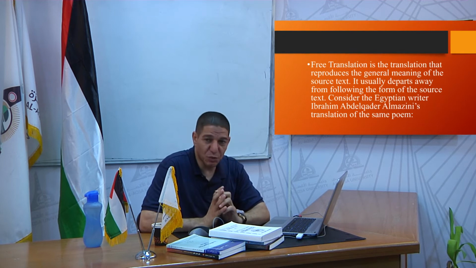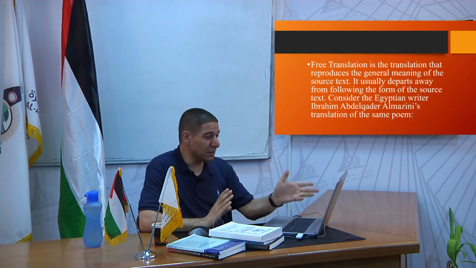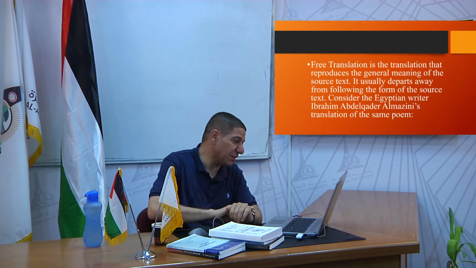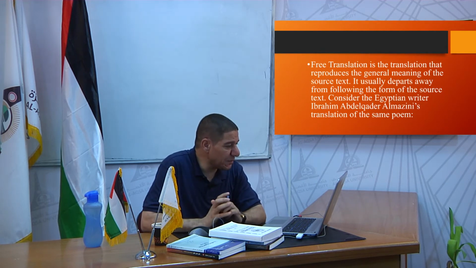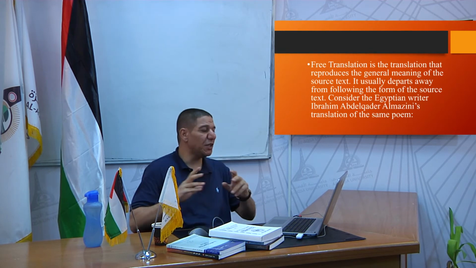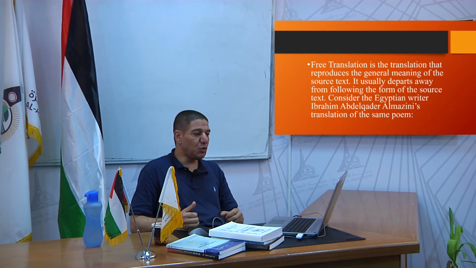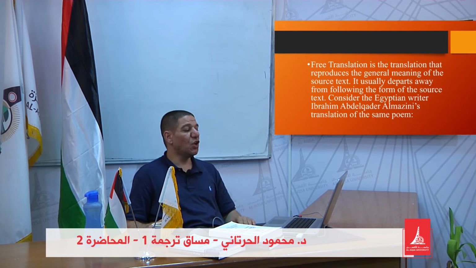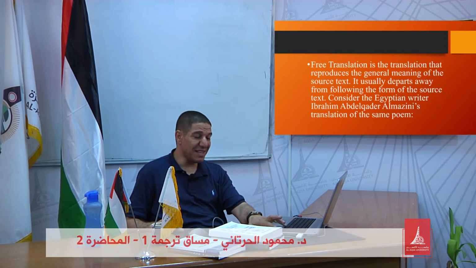We'll come to Al-Mazini's translation, but let us first compare between literal translation and free translation. Free translation is the translation that reproduces the general meaning of the source text. It usually departs away from following the form of the source text. Consider the Egyptian writer Ibrahim Abdul Qadir al-Mazini's rendition of the same poem as an example of free translation.